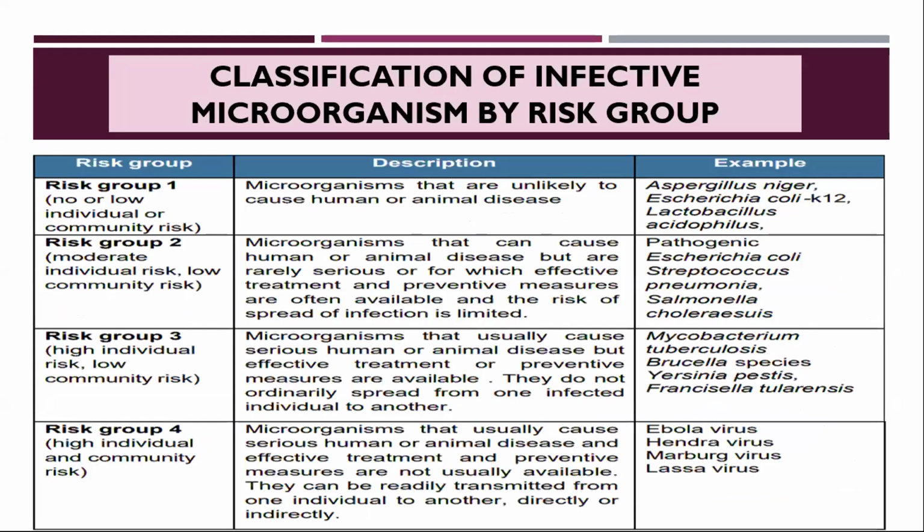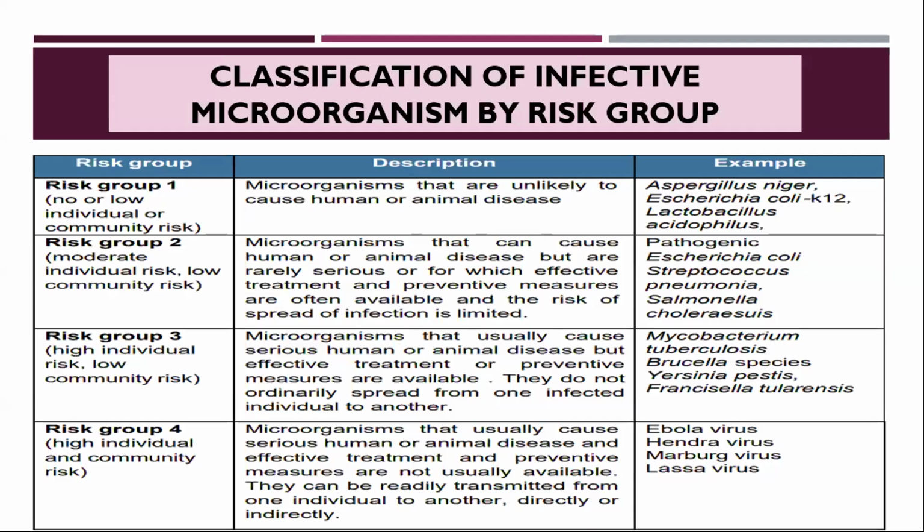And these are the classification of infective microorganisms by the risk groups. These are organisms other than mycobacteria also. They are classified into various groups: risk group 1, which is no or low individual or community risk; risk group 2, which is moderate individual or low community risk; risk group 3, which is high individual and low community risk; and risk group 4, which is very high individual and community risk.